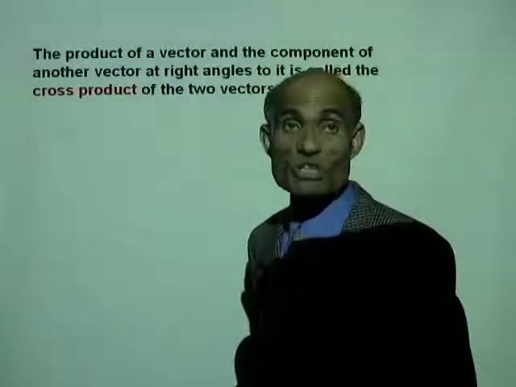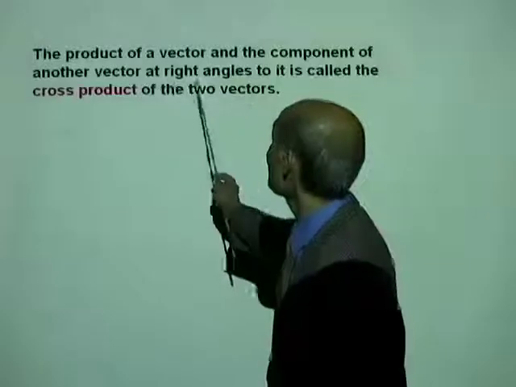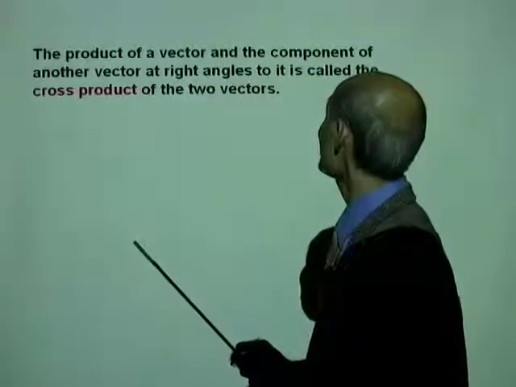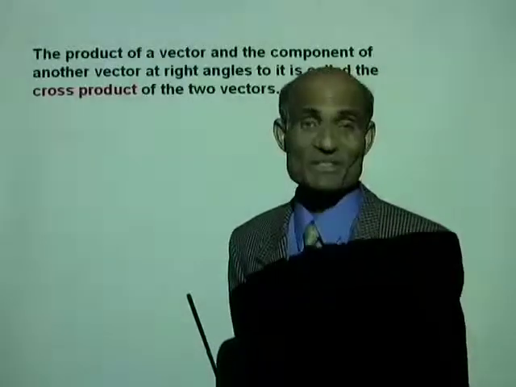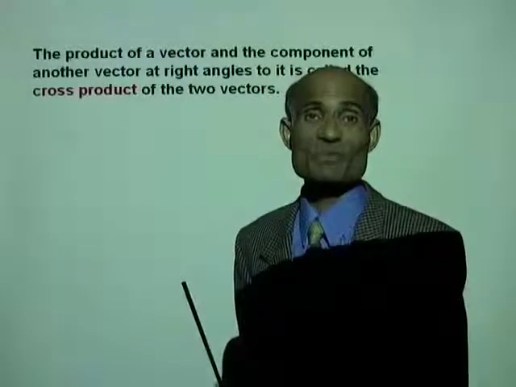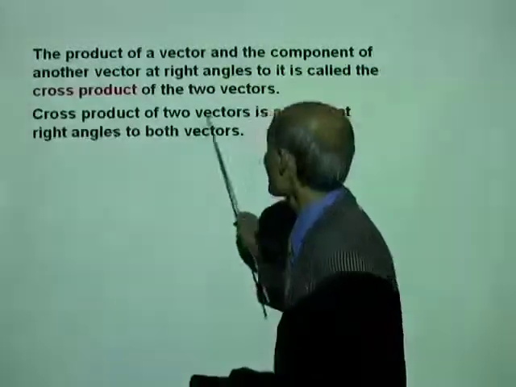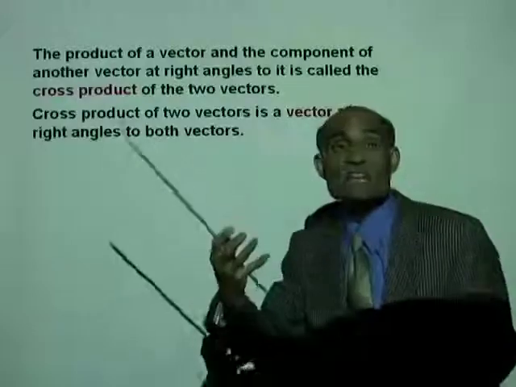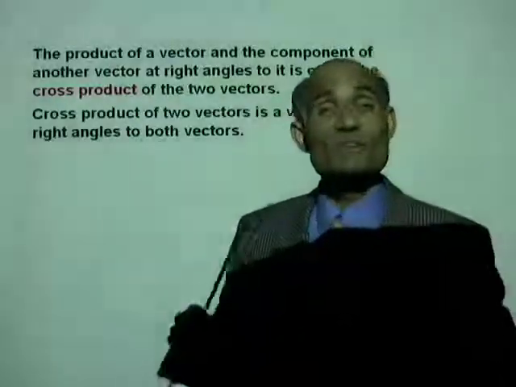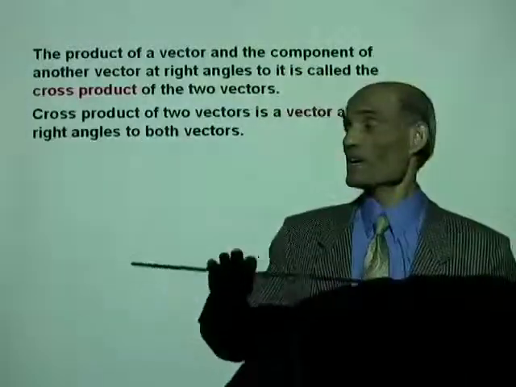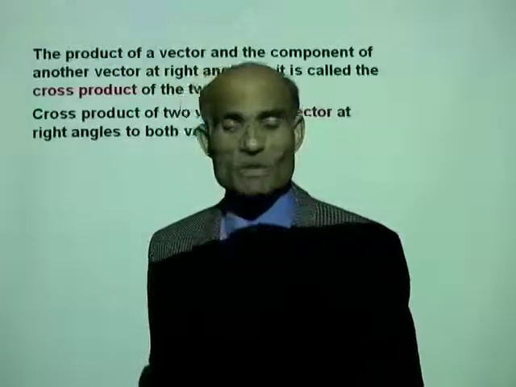Well, we already said the product of a vector and another vector at right angles to it is called the cross product of two vectors. Therefore, I can write: the cross product of two vectors is a vector at right angles to both the vectors. In other words, let me see if I can show that to you one more time.